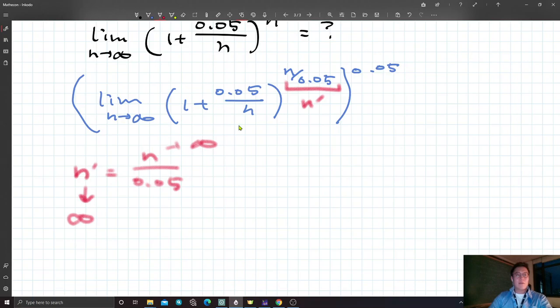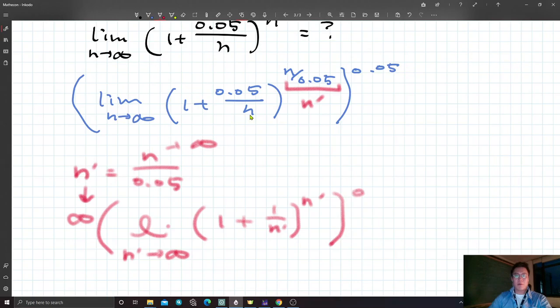So with that in mind, I can rewrite this limit as the limit as n prime goes to infinity of 1 plus 1 over n prime to the power n prime, and then raise everything to the power 0.05. Then you can easily see that the limit inside the parentheses converges to the number e. So this is going to be e to the power 0.05.